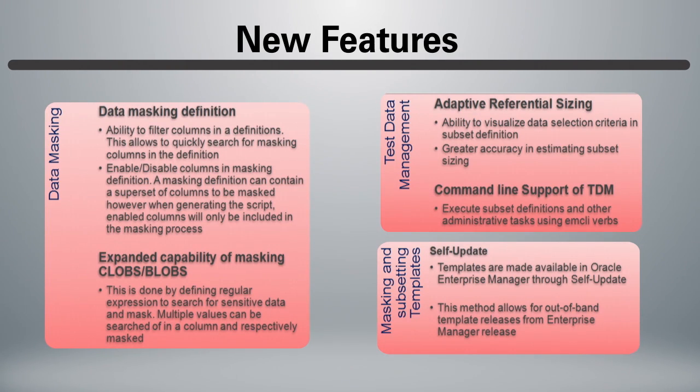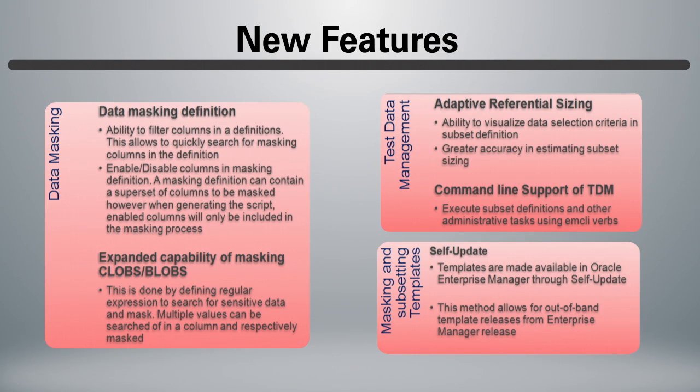And then expanding the capability of masking across all different column types. Here we provided the capability of CLOBs and BLOBs masking, where you define a regular expression based on your criteria, and you look for that in a CLOB, and you replace that. Not just one occurrence. If there are multiple occurrences within your CLOB, and your regular expression matches that, we will replace that individual match while keeping the main CLOB intact.